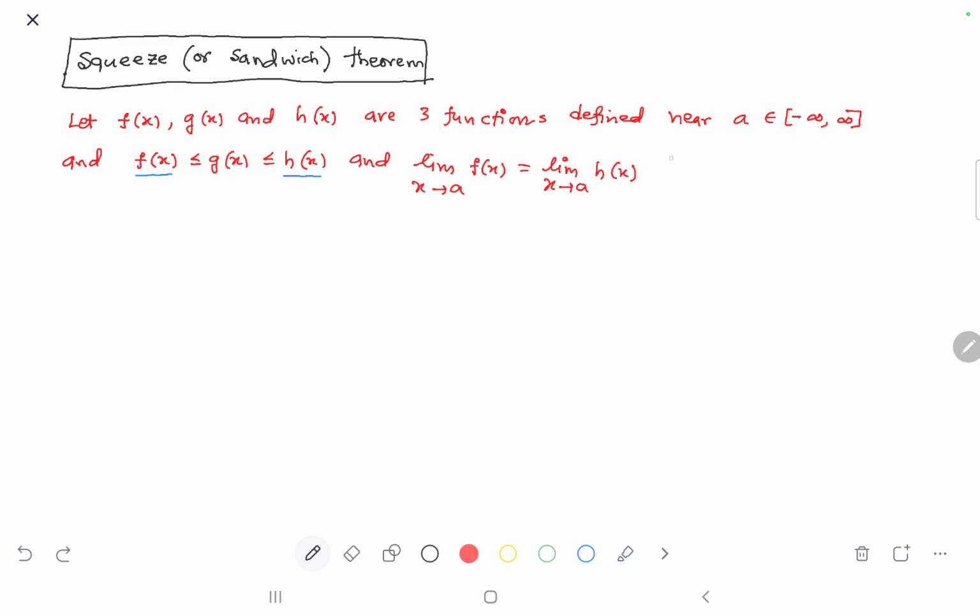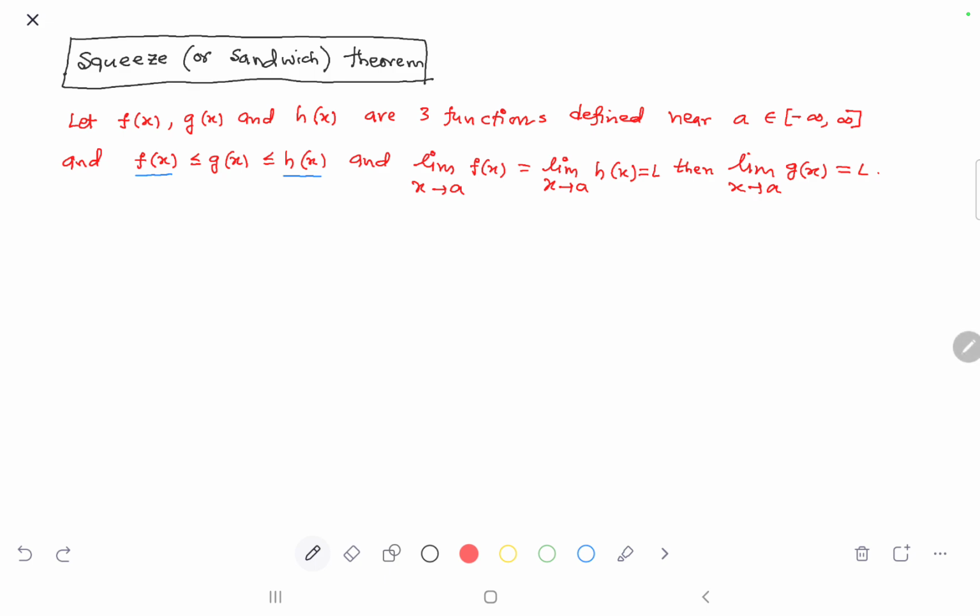Then the limit as x tends to a of g(x) equals, let's say the common limit is L. So let me write here the common limit L. Then this limit is also L.